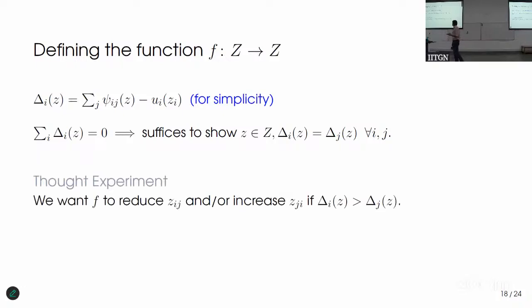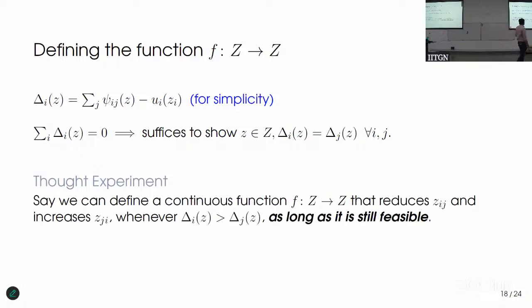So let's try to do the most obvious thing. Where the surplus of I is larger than the surplus of J, what is it that we should do? It means that I is giving more and J is giving less. So it makes sense to reduce Zij, that is how much I is giving to J, or increase Zji, how much J is giving to I, right? That is the obvious thing to do. But obviously, this won't be that easy, because if you try to do this with these updates, you might move out of your feasible set.